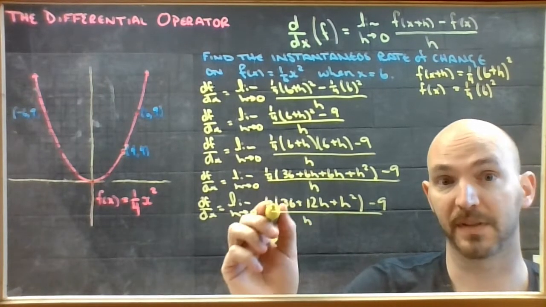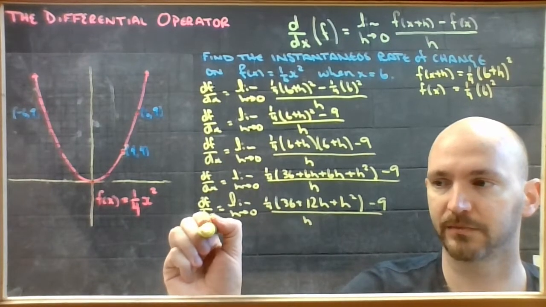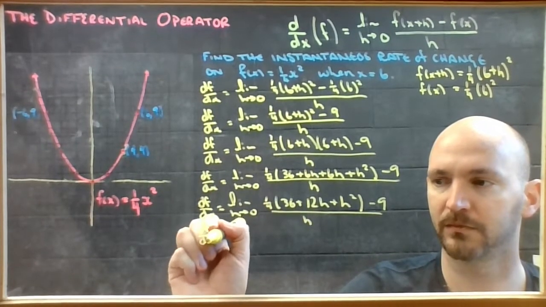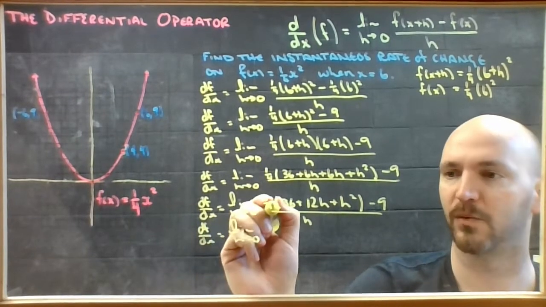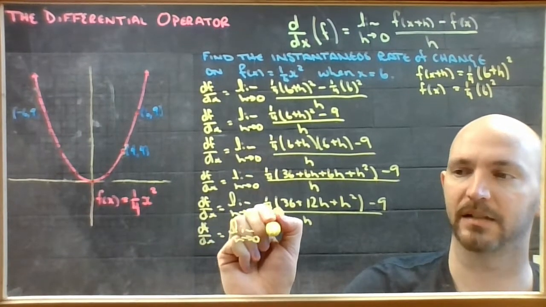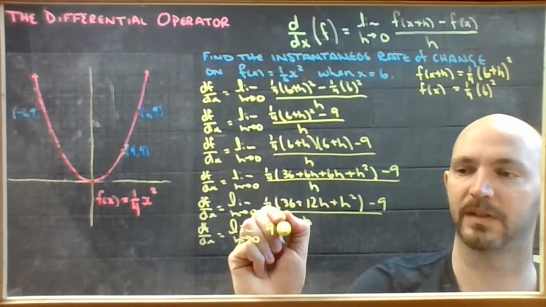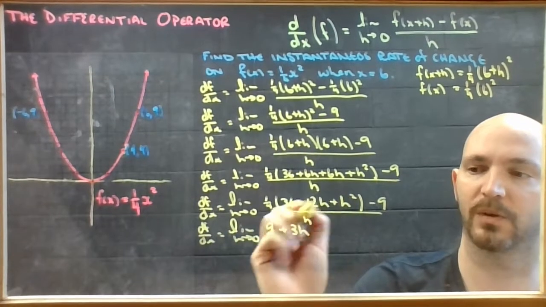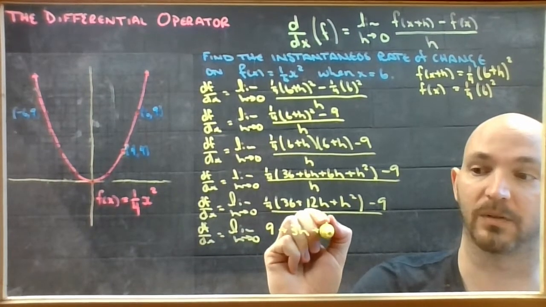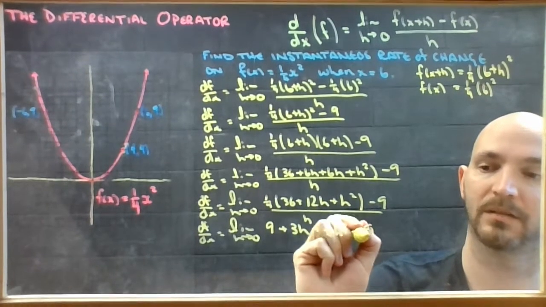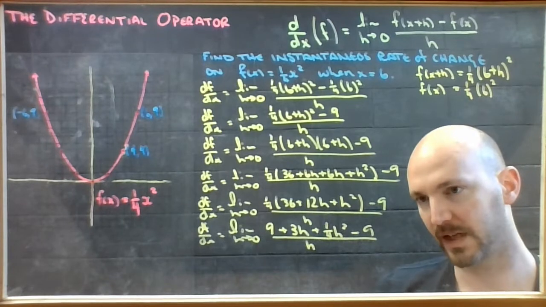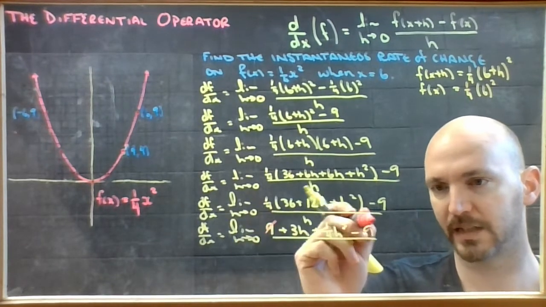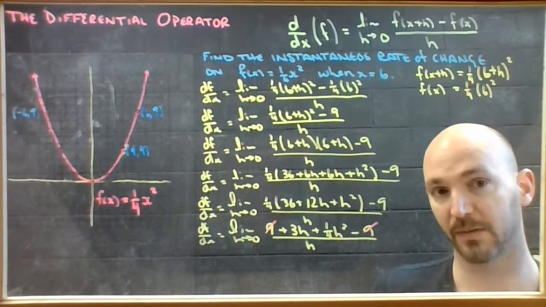So I can throw this quarter into the bracket now. One quarter of 36 is 9. 1/4 of 12 is 3. And 1/4 of h squared is 1/4 h squared. Well, here's something interesting. I have a 9 and a 9. Get rid of them.